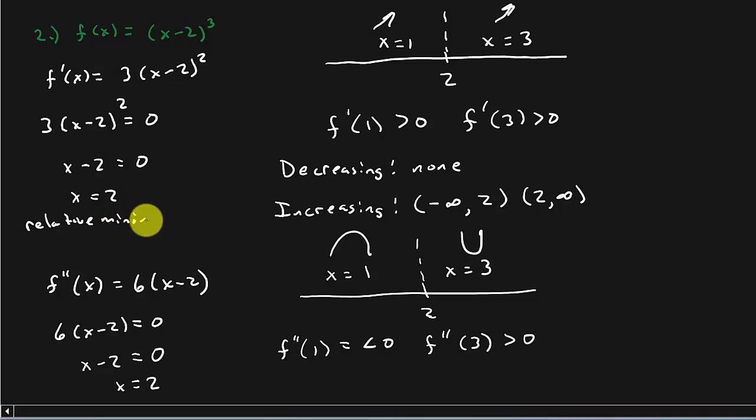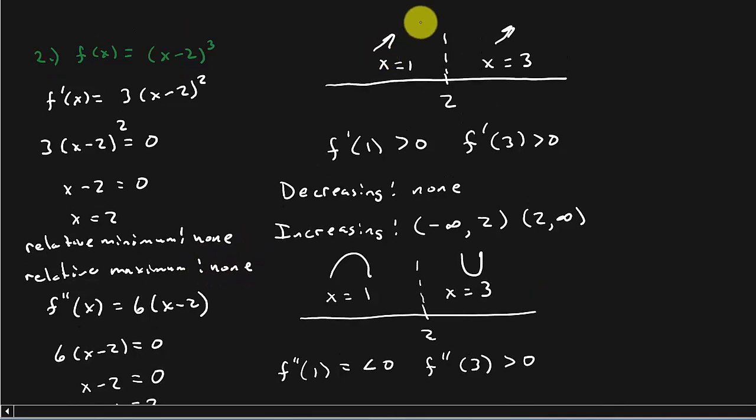And, oh, one thing I forgot to do, let's write it down. Relative minimum is none, and relative maximum is none. Because see, it's not changing from increasing to decreasing, or decreasing to increasing. It's just strictly increasing. So there's no relative max or min. So those would be none.